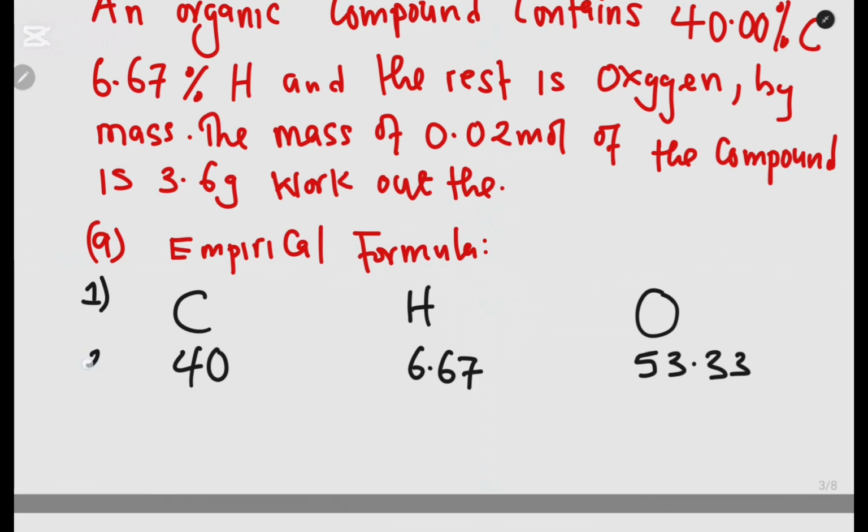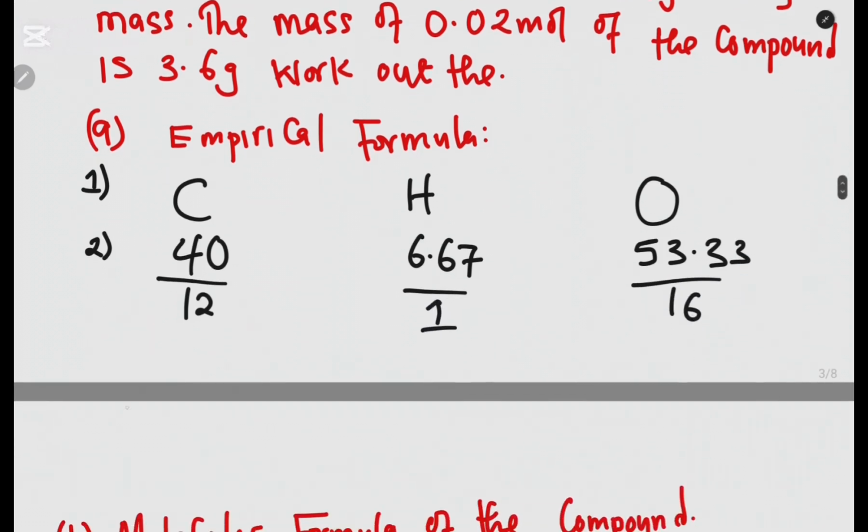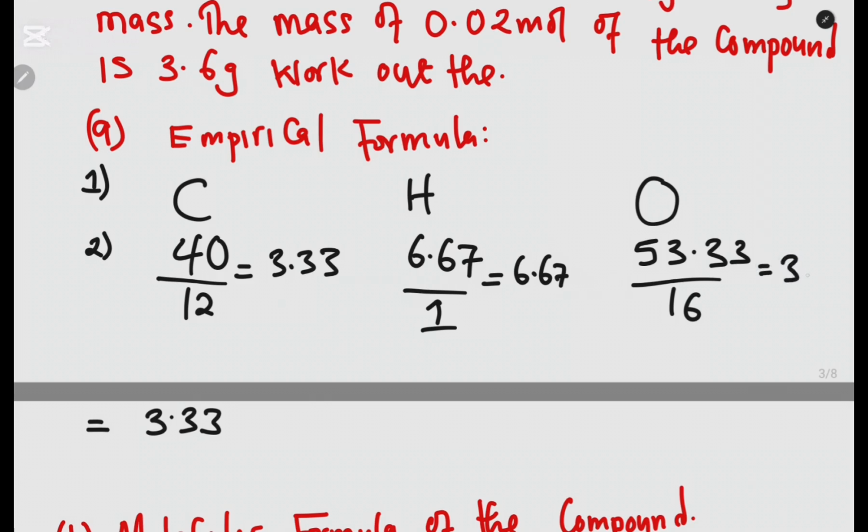Okay, so we are done with the second step. The other step now is to divide each of these percentages by the relative atomic mass of each of these elements. Carbon is 12, hydrogen is just 1, and oxygen is 16. So let us find the moles. The first one, 40 divided by 12, gives 3.33. Then for this one, we find 6.67. Then for this one, it is also 3.33.